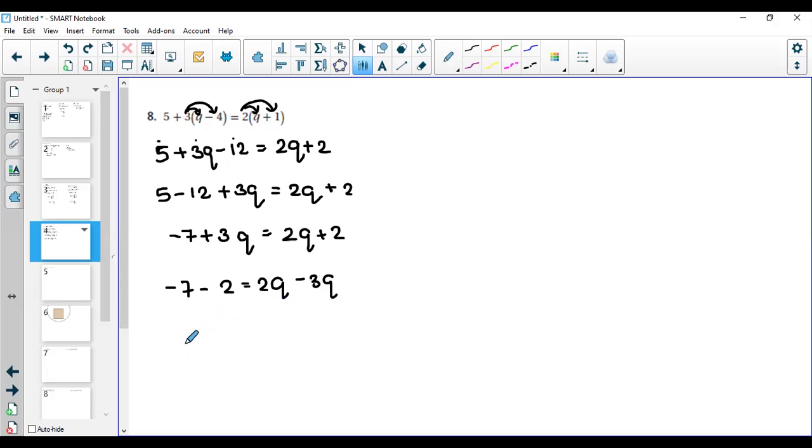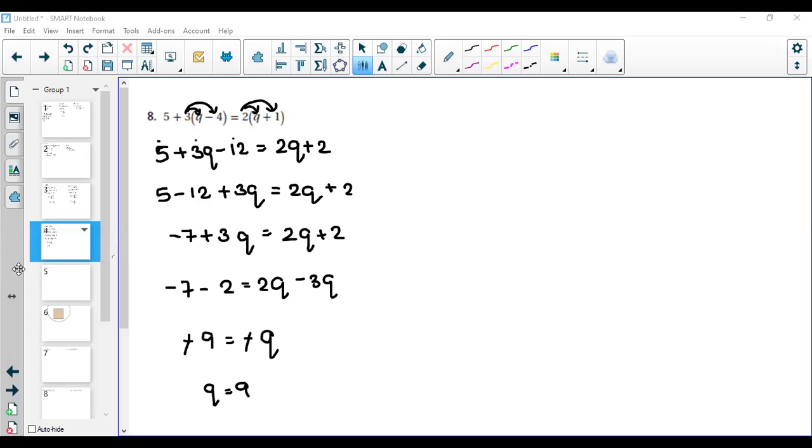So negative 7, negative 2 will give me a negative 9. Then 2 minus 3 will give me a negative 1. So I'm not writing negative 1, I will just say it's a negative q. Now both sides of the equation have a negative sign, so you can simply cancel them and say q is equal to 9. So this is the way you have to do it when you have parentheses as well.